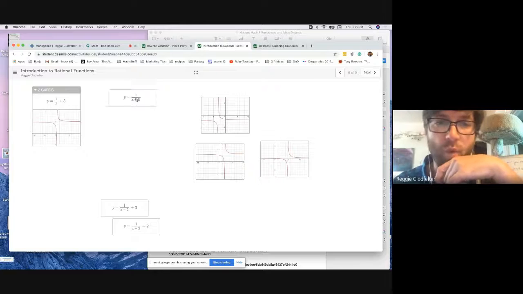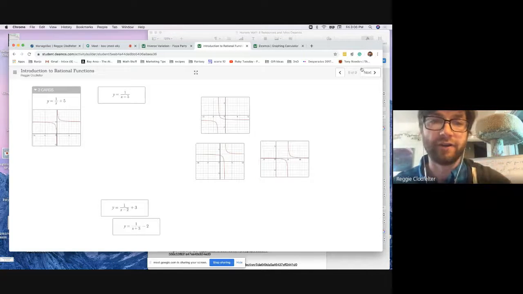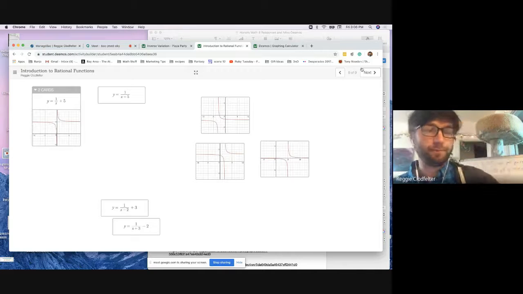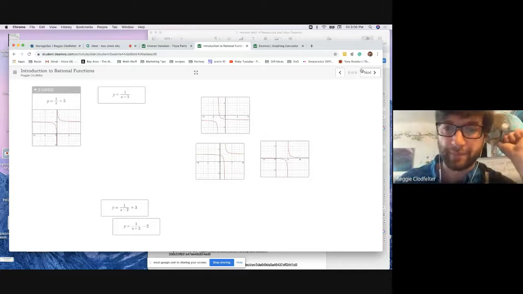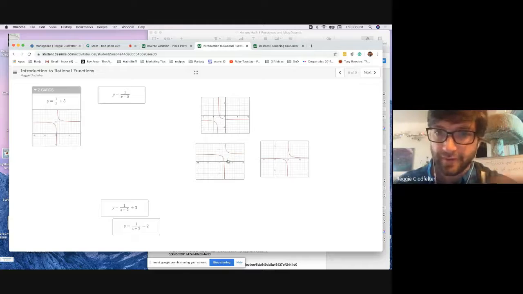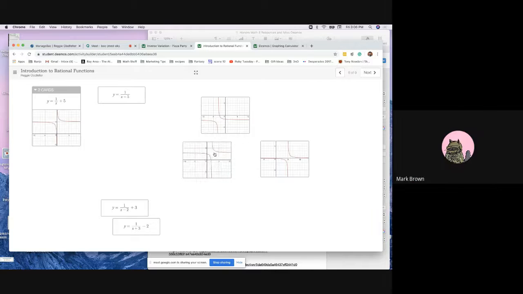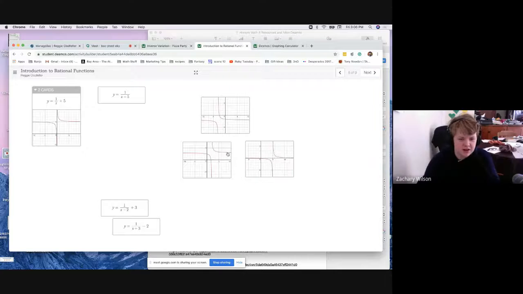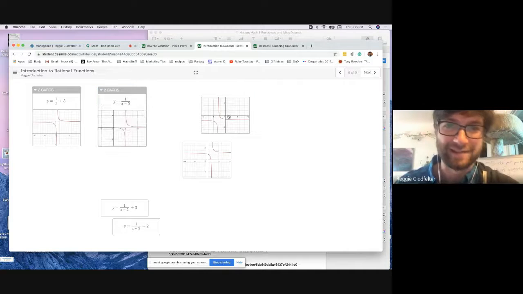So then we have 1 over x minus 5, with the -5 underneath the division symbol. So which one would that be? Bottom left. This one? Bottom right. Sorry. Yes, bottom right, exactly.